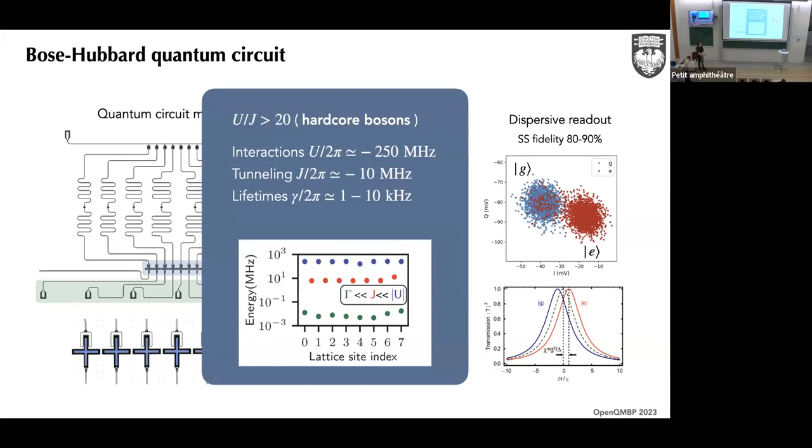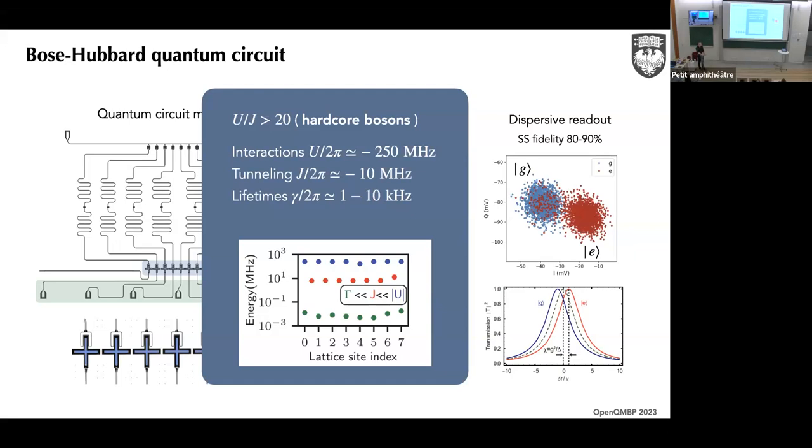Okay, so let me conclude by saying what the parameters of our circuit are. The lifetime of a photon living in one of these qubits is somewhere between 10 to 100 microseconds. This is the equivalent lifetime, or decay rate. In comparison to this, our tunneling energy, our tunneling rates, are about 3 to 4 orders of magnitude faster than this.